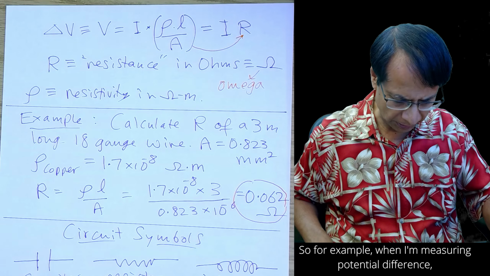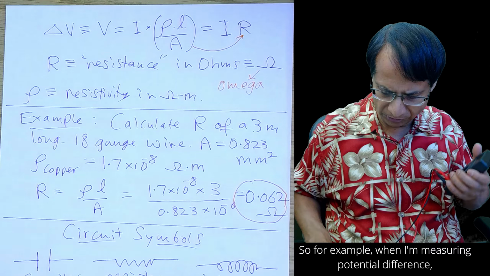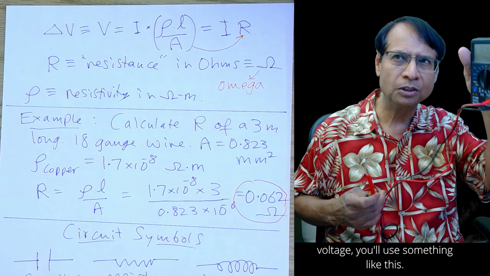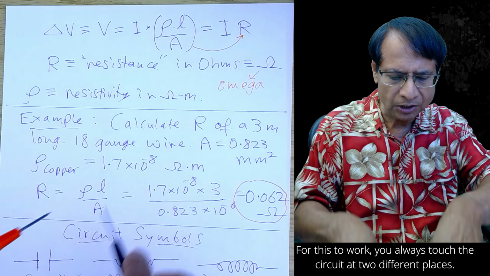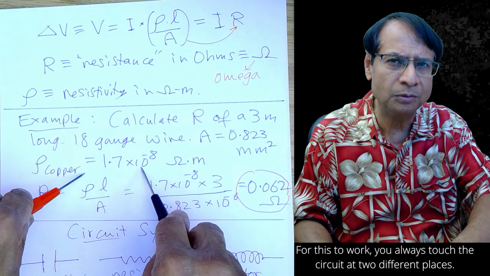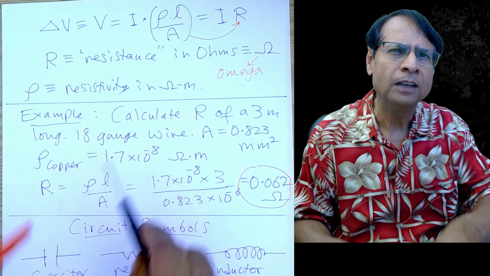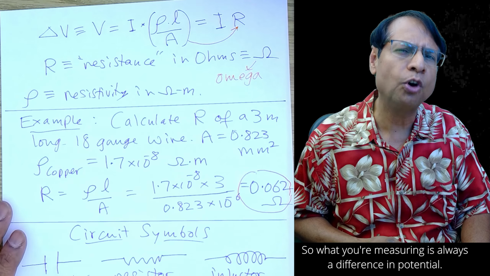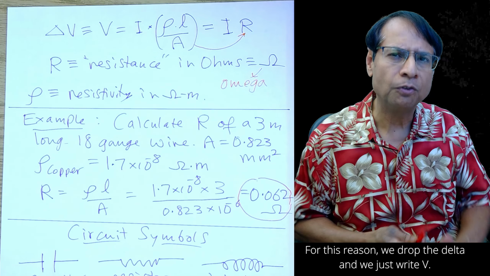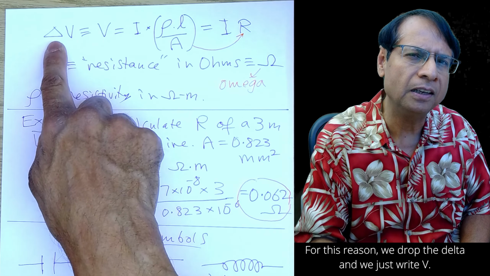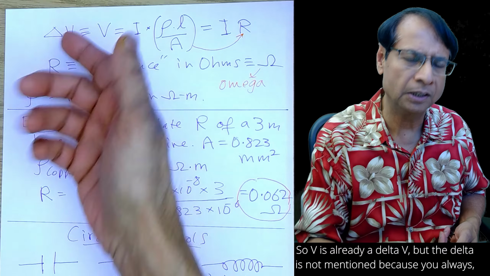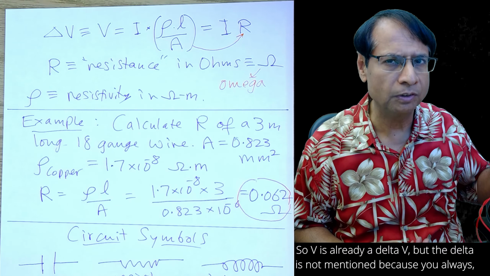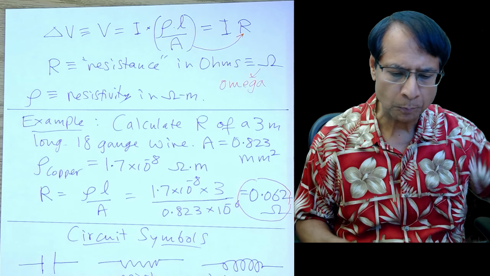So for example, when you're measuring a potential difference, voltage, you'll use something like this. Two wires come out of it. For this to work, you always touch the circuit at two different places. So what you're measuring is always a difference in potential. For this reason, we drop the delta and we just write V. So V is already a delta V, but the delta is not mentioned because you always have the delta.